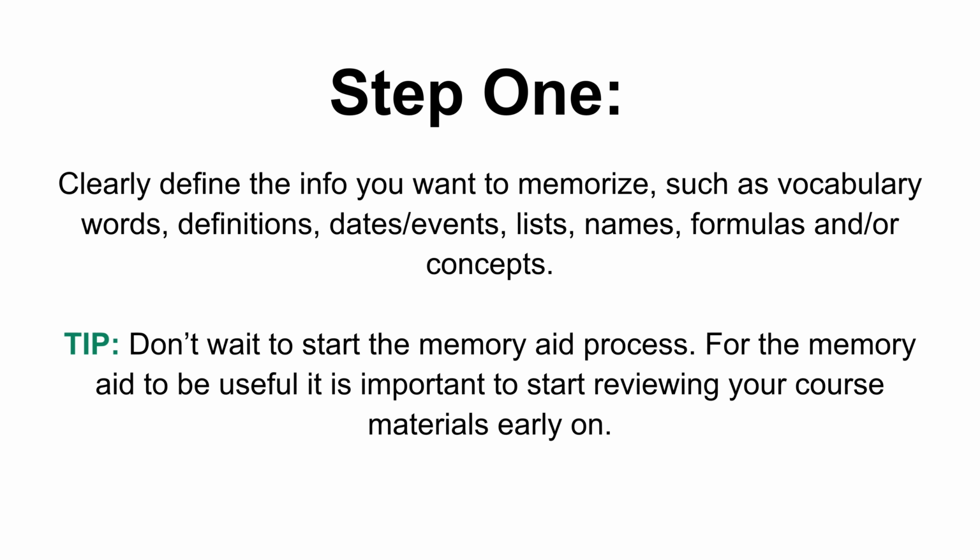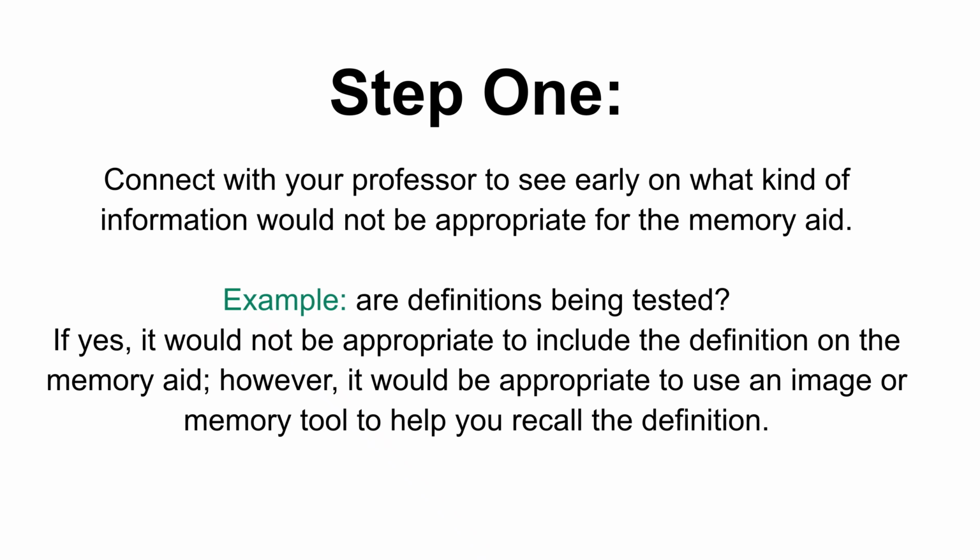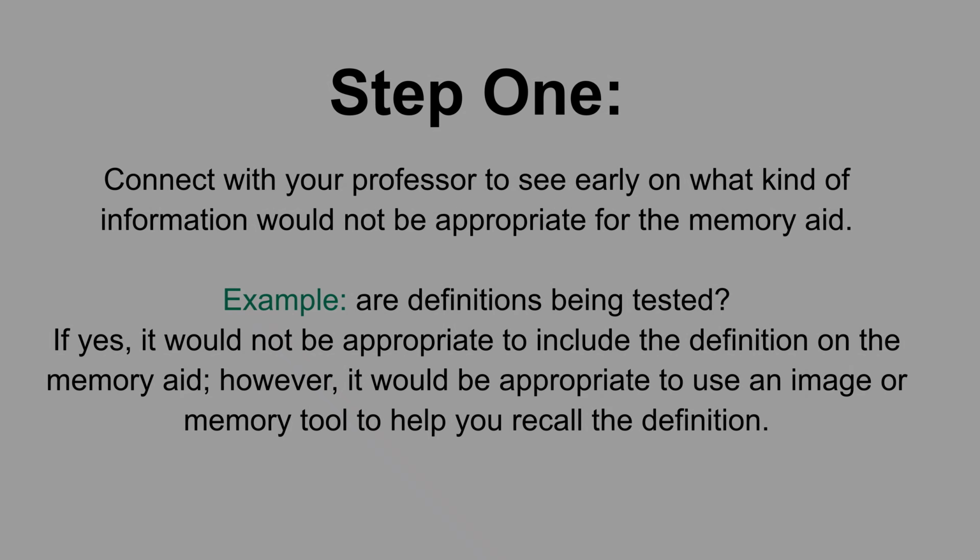One tip is to start reviewing your course material after each class and see where you need to focus your attention on learning. You cannot create a cue if you don't understand the material. It would also help to connect with your professor to see early on what kind of information would not be appropriate for the memory aid. An example would be if definitions were being tested, it would not be appropriate to include the definition on the memory aid. However, it would be appropriate to use an image or memory tool to help you recall the definition.